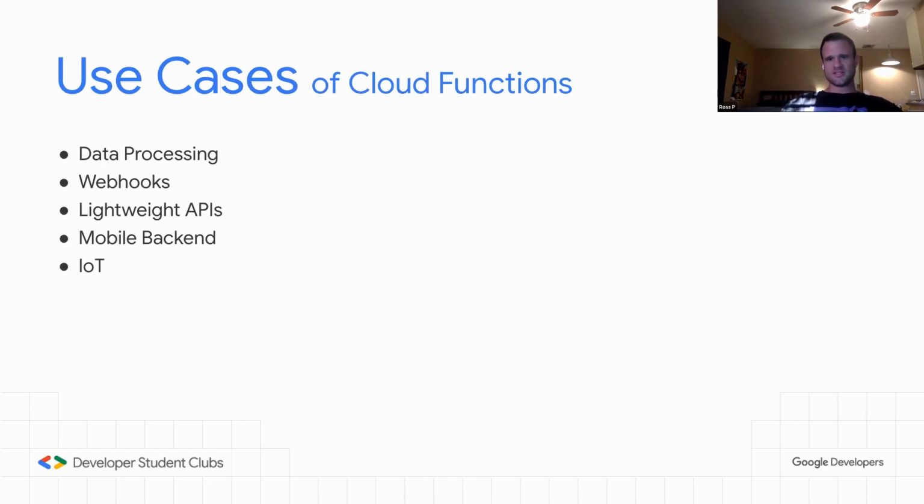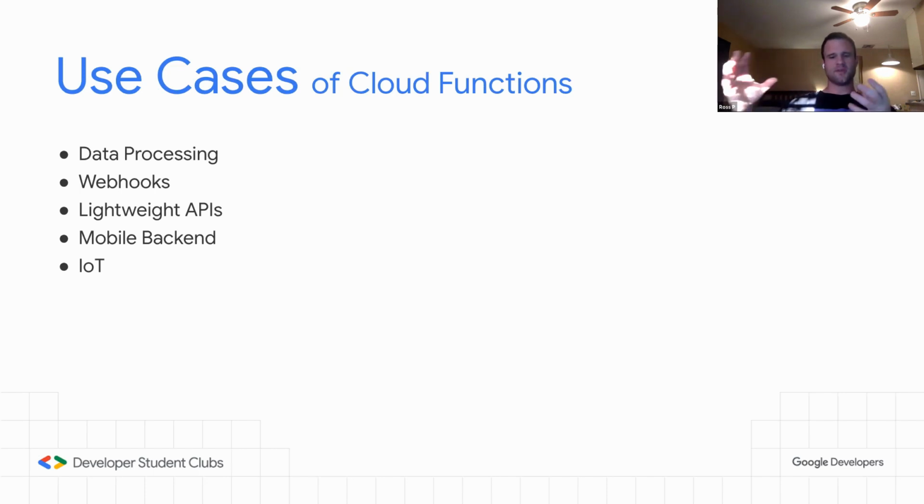So like I said, say you have an application that uses cloud storage. You can listen for events such as if a file is created or changed or removed. You can also use them for webhooks. So a simple HTTP trigger can respond to events originating from third-party systems like GitHub or Slack, or anywhere that can send HTTP requests, which is a lot of places. They can be used to make lightweight APIs.